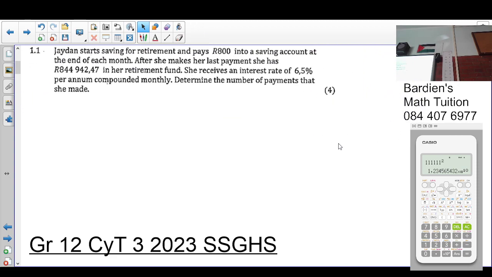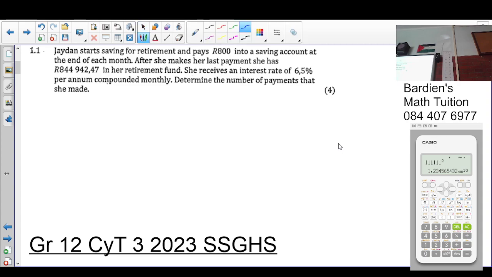Right, let's go. We are told that Jaden starts saving for retirement and pays 800 Rand into a savings account at the end of each month. After she makes the last payment, she has 844,942 Rand 47 cents in her retirement fund. She receives an interest rate of 6.5% per annum compounded monthly. Determine the number of payments that she makes. In other words, I'm calculating the number of payments.